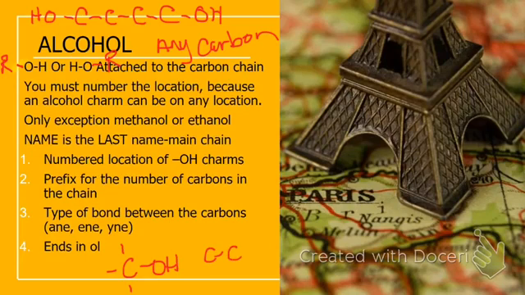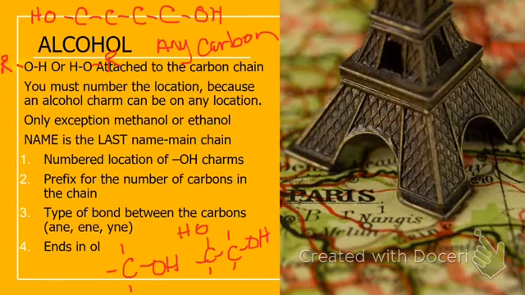And ethanol, if you only have one alcohol, whichever carbon you attach it to is carbon number 1. It is only when it's attached to another carbon, the second carbon, that you have to get into designating which carbon it's attached to. Also, the alcohol name is the last name on the main chain.